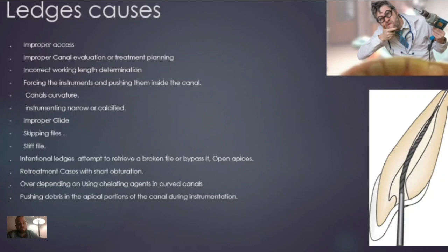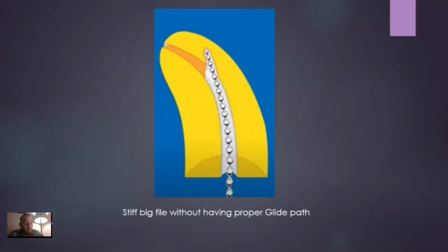So glide path is very important to prevent ledge formation. Also, skipping files and skipping sizes is another reason for ledge formation. One study showed that improper access, in addition to incorrect working length determination and skipping files, are the most common reasons for ledge formation. So here we can see how we may end up with a false canal formation or even a perforation if we kept pushing a stiff, big taper file inside a canal without taking into consideration the curvature of that canal.